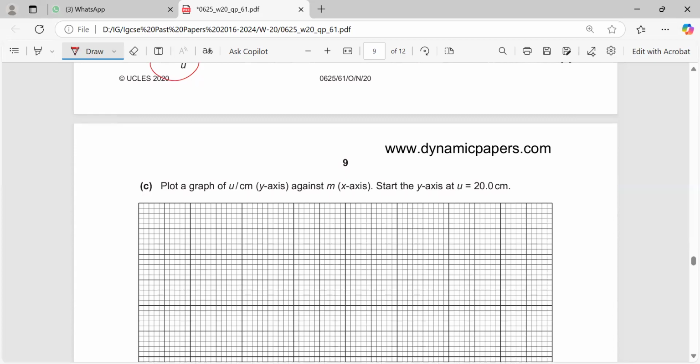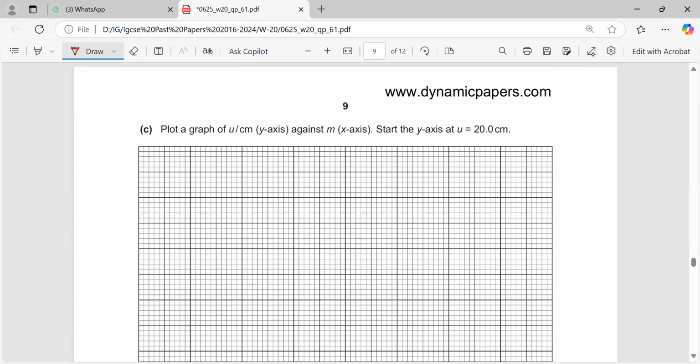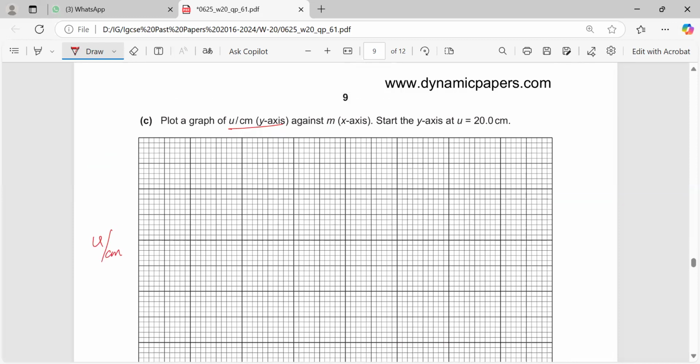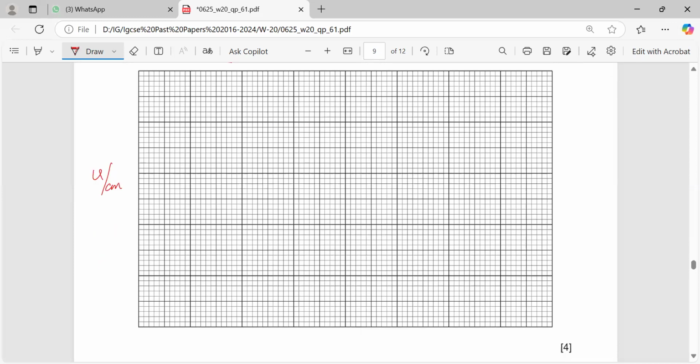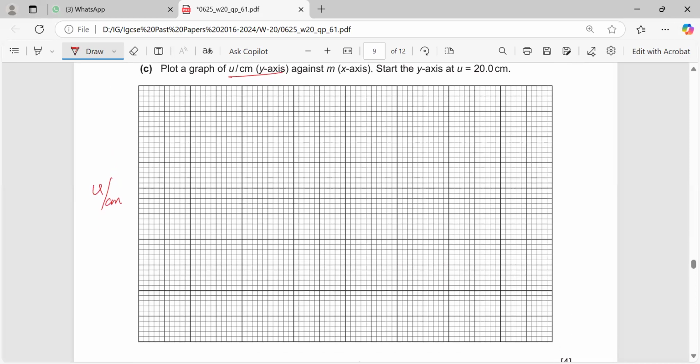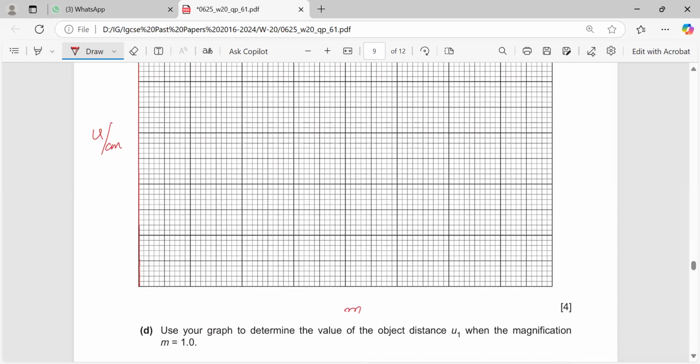Now, plot a graph of U in centimeters on y-axis. Don't forget to label in centimeters on y-axis against M magnification on x-axis. So, my dear friends, what we can do here, first of all, better that label the axis. It is already there. Just draw a line, label it this way, and also draw the line here. And magnification again, it's not having any unit.